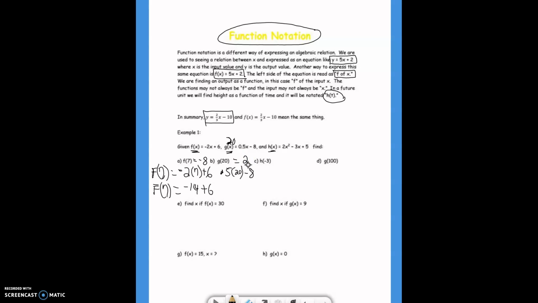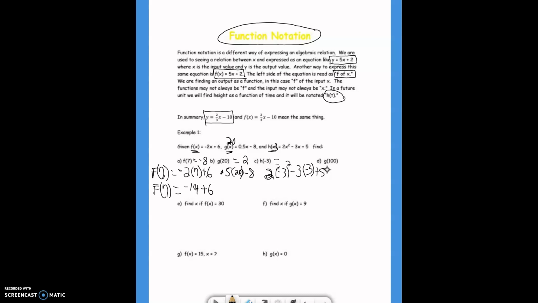H of negative 3 means I'm going to take the x value, replace it with negative 3, right? So every time that I see an x, I am going to plug in negative 3. So it's going to be 2 times negative 3 squared. You'll notice I put that in parentheses. That's important. And you could just do this in your calculator, or maybe your head. Minus 3 times negative 3 plus 5. All right? So let's evaluate that.